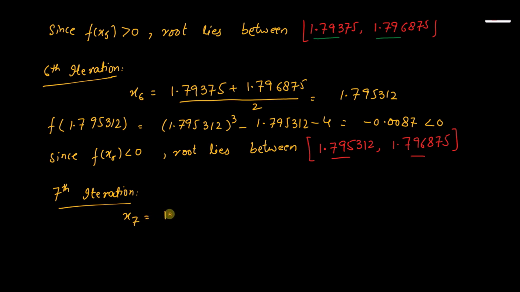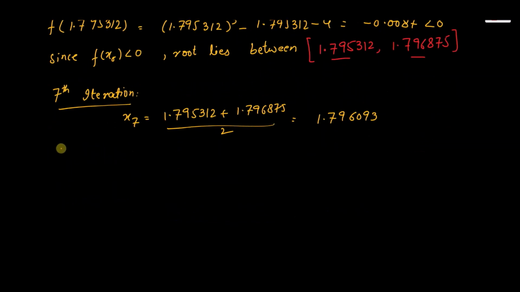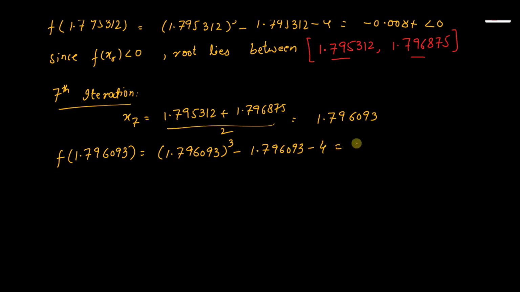So x7 is equal to (1.795312 plus 1.796875) divided by 2, and we will get the answer 1.796093. Now we are going to put it back in the function in order to examine the sign. 1.796093 cubed minus 1.796093 minus 4. So we will get the simplified result negative of 0.000199. So f of x7 is less than 0.